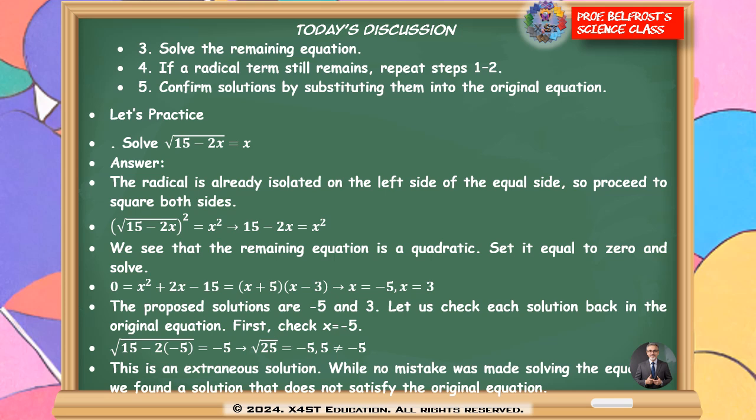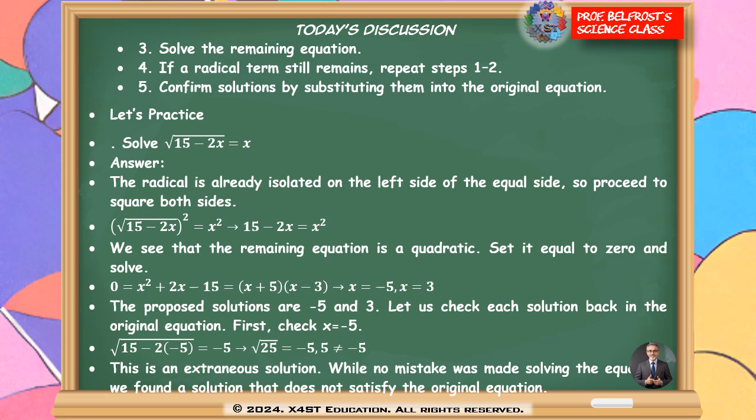Here's the first example: square root of 15 minus 2x equals x. Solve it. It's very simple. The radical is already isolated on the left side in this problem, so you just need to proceed by squaring both sides. Squaring both sides yields 15 minus 2x equals x squared. Then we move all the terms to one side, for example to the right side. So x squared plus 2x minus 15 equals 0. Now we can factor it to be x plus 5, x minus 3 equals 0, and this will give the solutions x equals minus 5 and x equals 3.